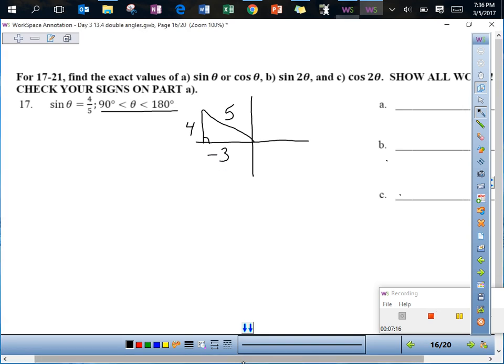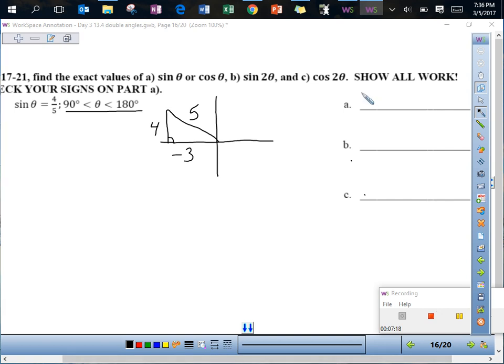So over here on part A real fast, since we're given the sine value, we're going to find the other, so we're going to find the cosine value. So the cosine of theta is going to be negative 3/5.